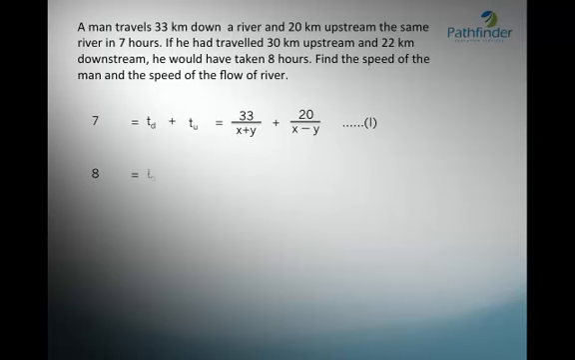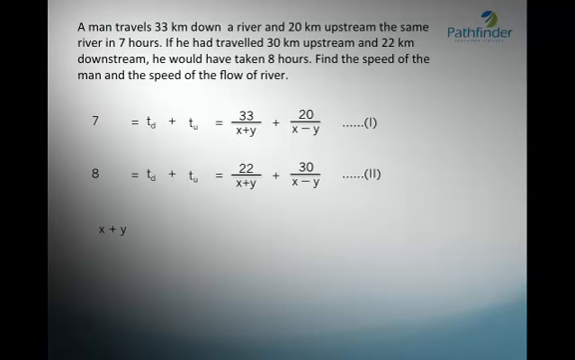Similarly, 8 is also equal to the time traveled in the downstream direction plus the time traveled in the upstream direction. This is for the second case. In the second case, the downstream distance is 22 kilometers. So Td for the second case becomes 22 upon x plus y plus Tu, the upstream time for the second case, becomes 30 upon x minus y, because 30 is the distance traveled in the upstream direction in the second case. Let us represent this as equation number 2.